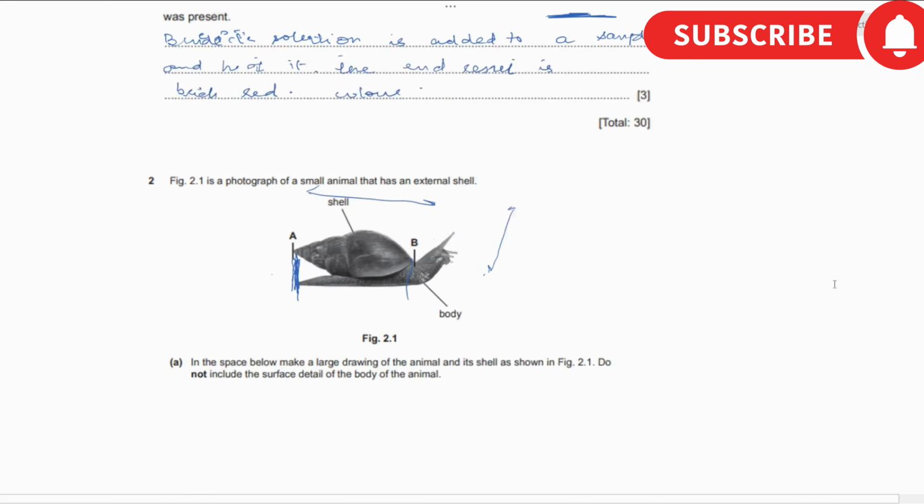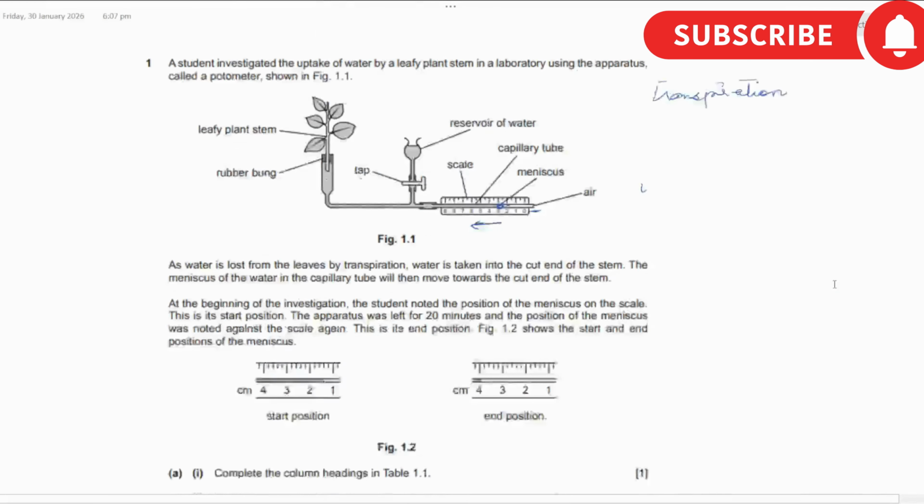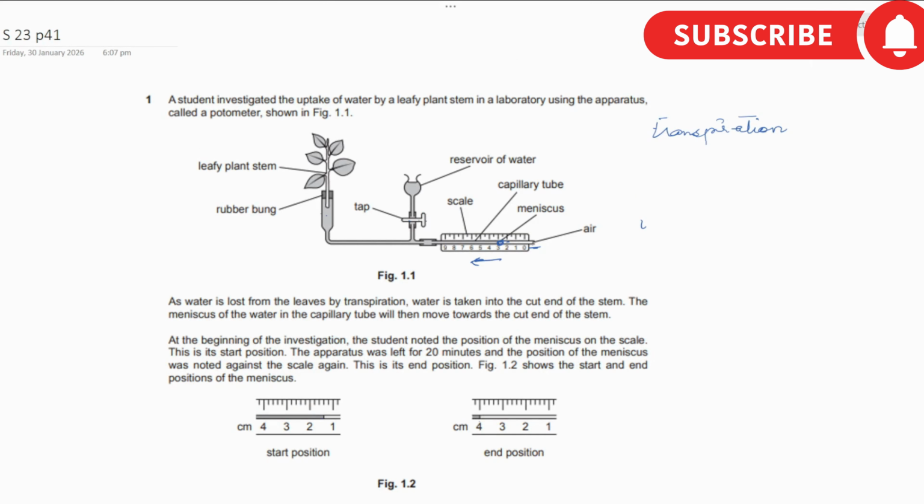Done. So this is all for this paper. Let's move to the second paper, variant 2. We'll discuss only the main experiment one in this one.